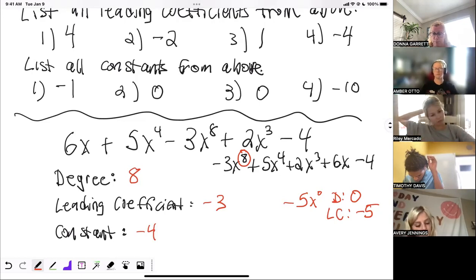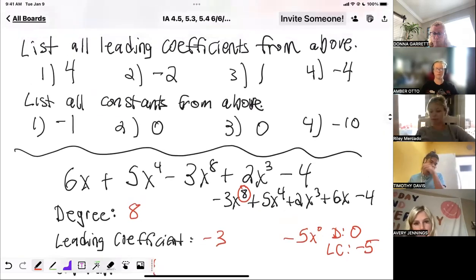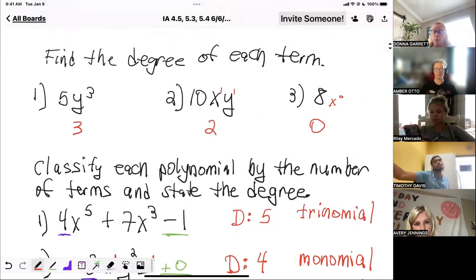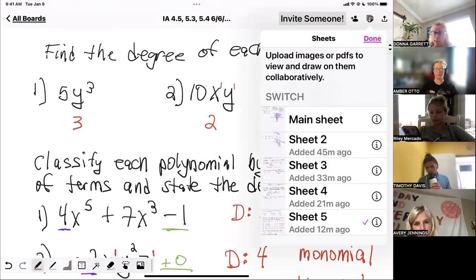Anything else? Okay, now that we know the basis of polynomials, now we can do things.